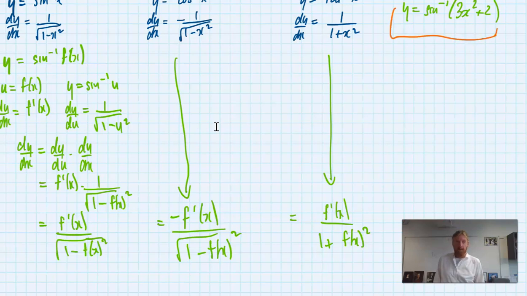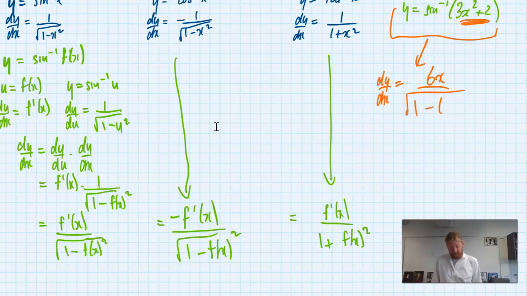Up here, this guy's just going to be the derivative, which is 6x. So dy dx equals the derivative of that inside function divided by square root of 1 minus 3x squared plus 2 all squared. Now obviously that line goes all the way. You could expand that out and simplify, but let's just leave it like that.